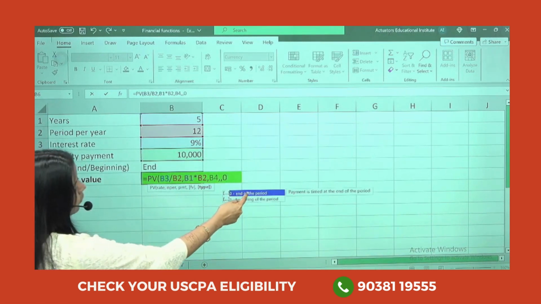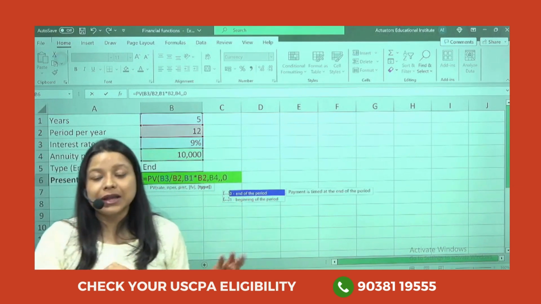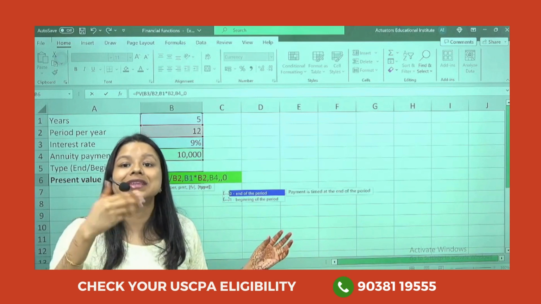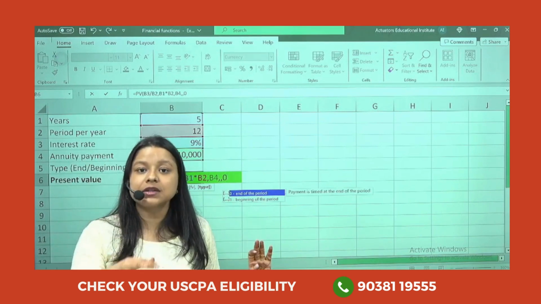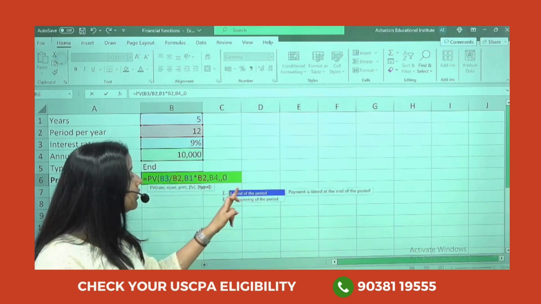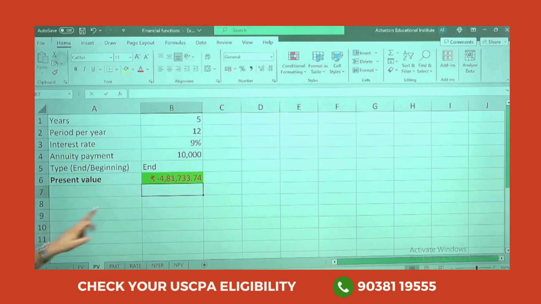So you have 0 for end of the period and 1 for the beginning of the period, meaning that if the 10,000 is paid at the start of the month, that's the beginning of the period. If 10,000 is being paid at the end of the month, then it's the end of the period. So I'll select 0, hit enter, and you get the answer.